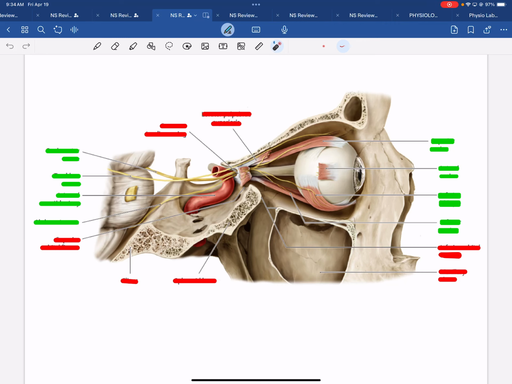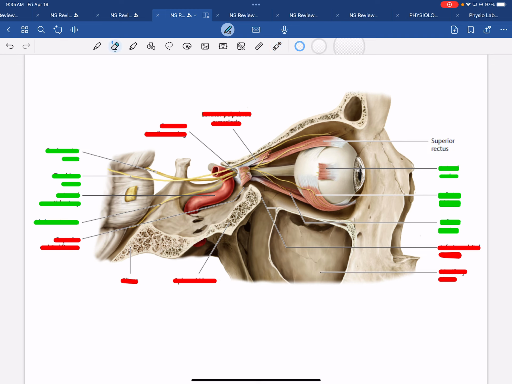So here's a lateral view of the skull, and some of the bones have been sectioned through so that we can see the cranial cavity and the orbit. So let's name some of these things. So which muscle is this?